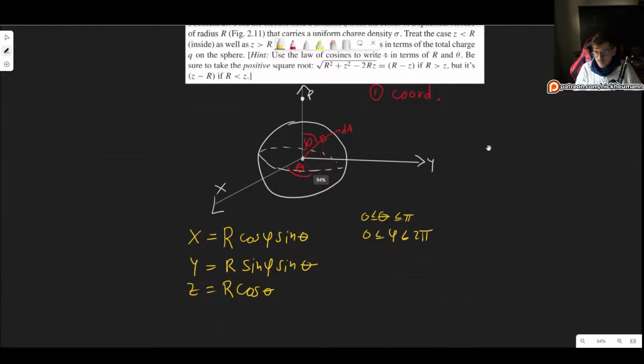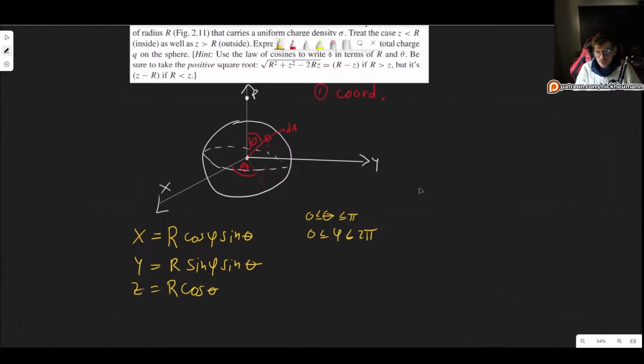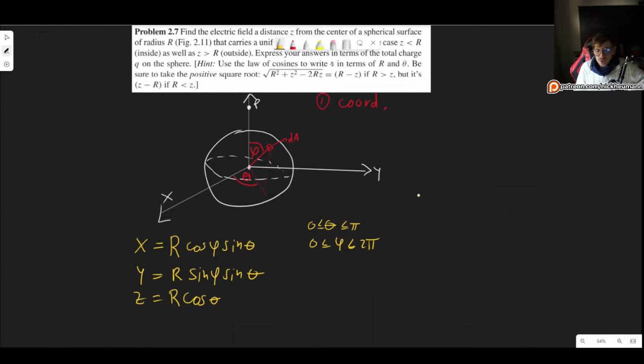So, with this, we now have clarity on which coordinates we are using. Okay, you can do it the other way around. You can call theta phi. It doesn't matter, but just make sure that you are consistent with the notation. Okay, so now we go to step 2, which is to write down the electric field.